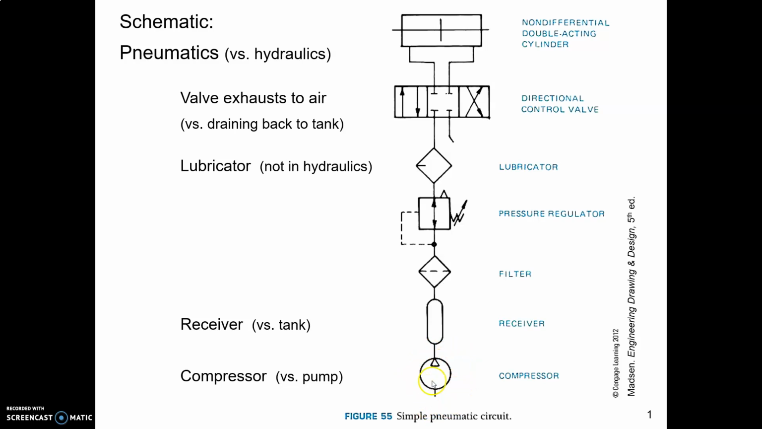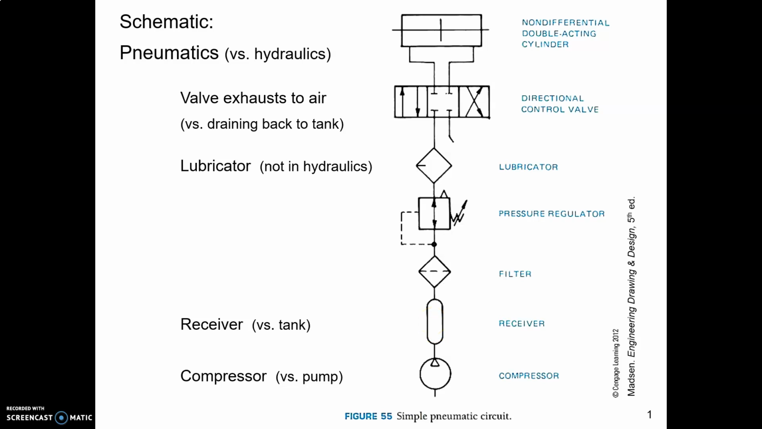Here at the bottom, at the beginning, is the compressor, and it has a symbol that looks like a hydraulic pump, except that the triangle is open, so that means it's air. Then think logically, okay, what happens? The air gets compressed, then it gets sent to a receiver. So here's the receiver, that compressed air tank, basically.